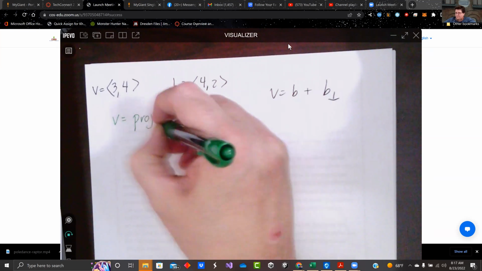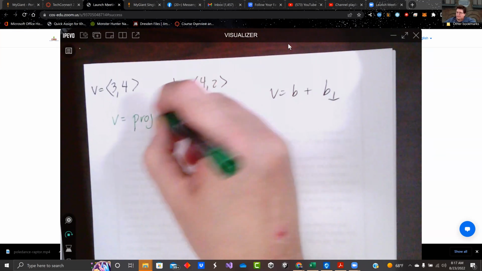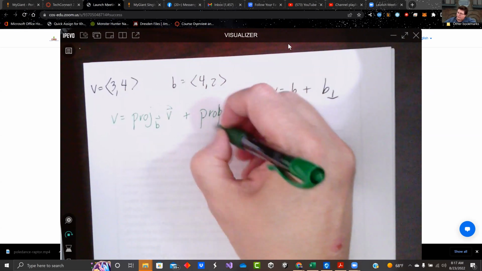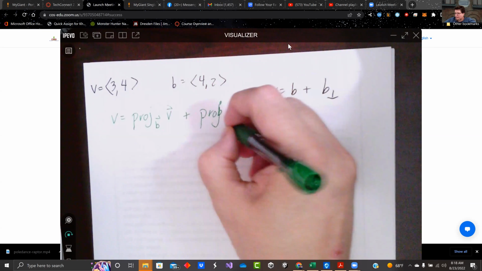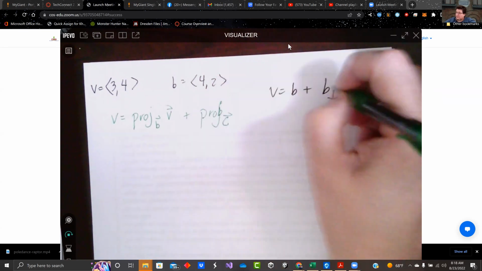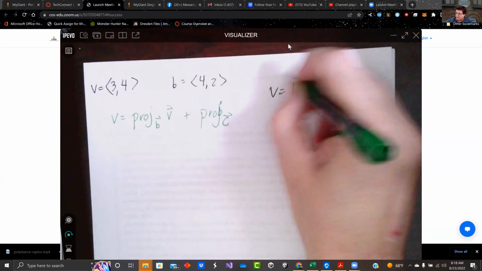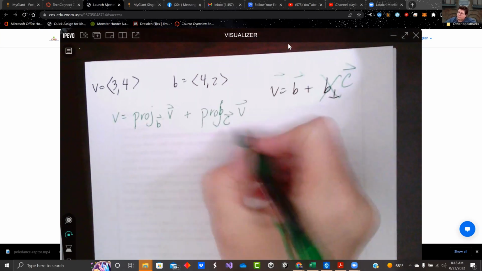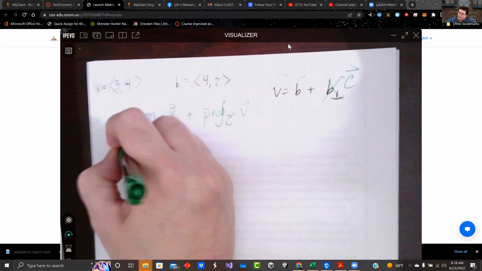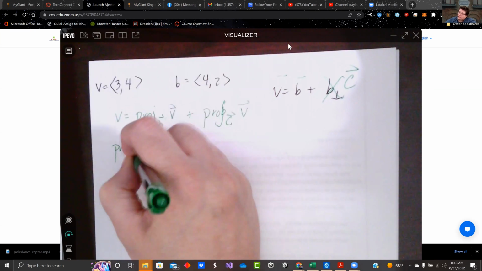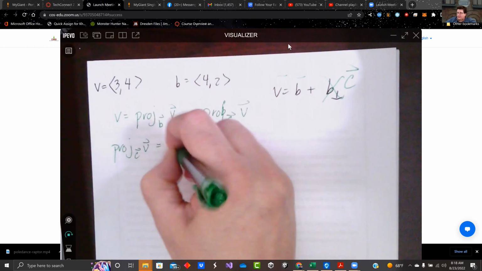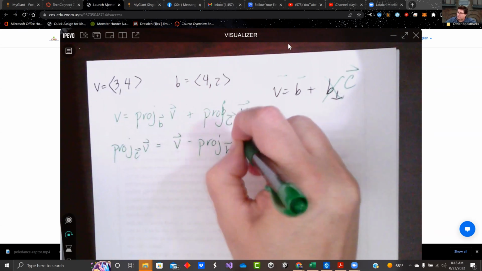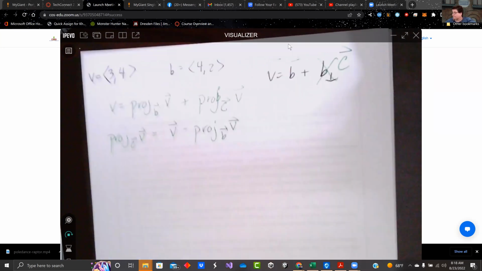Projection onto B of V plus the projection onto, I called it C, so let's call it C here, of V. So this would be, as the question was, can we just use V minus the projection? Let's take a look at what happens. Let's see if we get the same thing. We should.